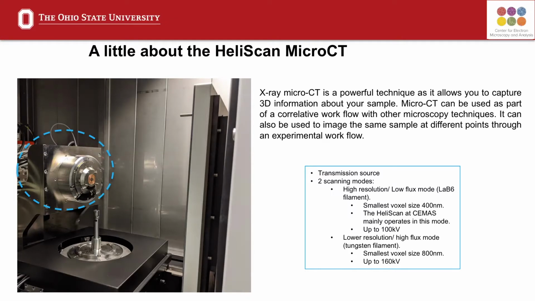The other mode is the low resolution high flux mode with a tungsten filament installed. The smallest voxel size achievable in this mode is 800 nanometers with a maximum tube voltage of 160 kilovolts. This mode is really good for large dense samples.